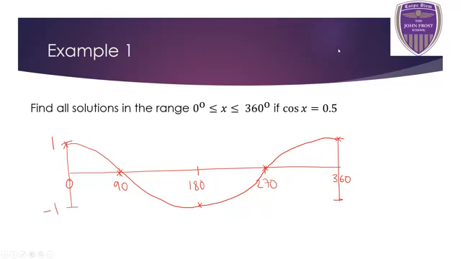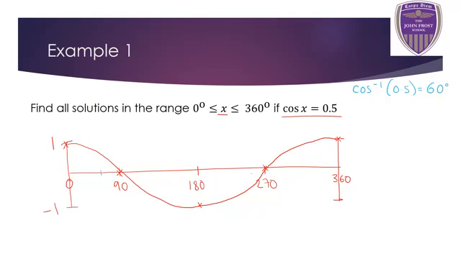This time we're doing values of x in the range of 0 to 360, but where cos x equals 0.5. In the calculator, we don't want cos x, we just want x. So cos to the -1 of 0.5 for the first solution. Type that in, shift cos 0.5, and you should get 60. So the first solution is 60.